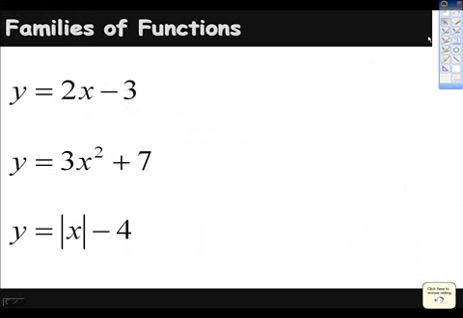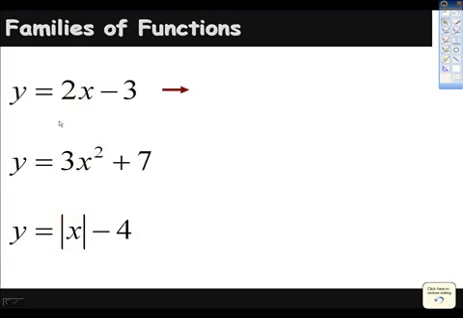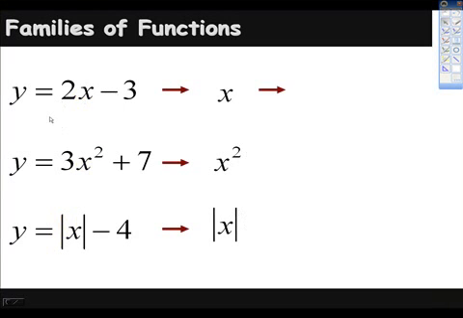Families of functions. This is a really important concept. Anytime you see something with just an x power or just an x squared power or an absolute value, that is telling you a lot about the shape of the graphs of these functions and their behavior. So when we see just an x power, we need to realize that that graph has a certain shape, just like when we see these other things happen.